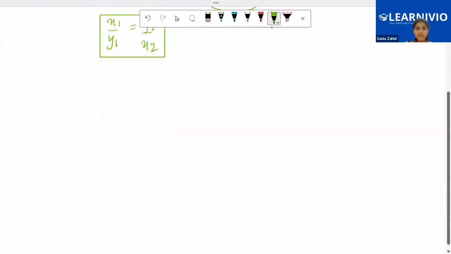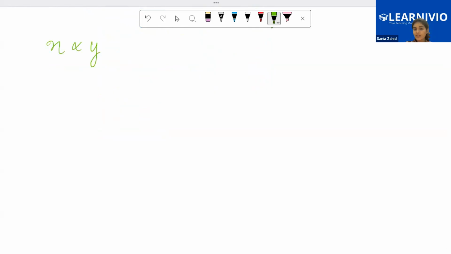Or I can also say, previously, when x is directly proportional to y, what was the formula? x1 by y1 equals x2 by y2. Now I have the reverse. I'll give you one question, then only you'll be able to practice.